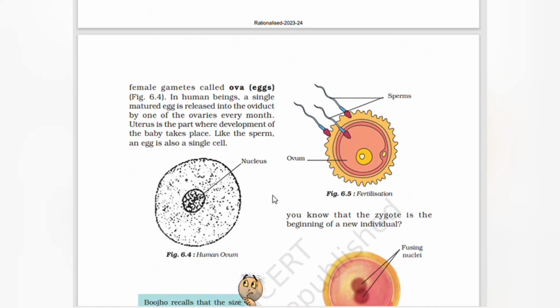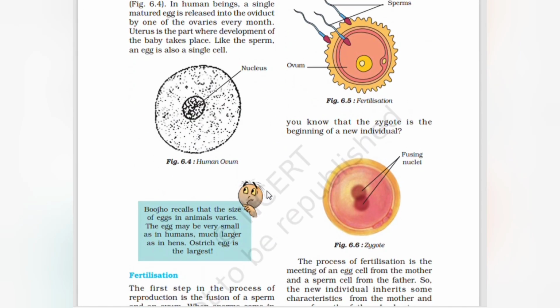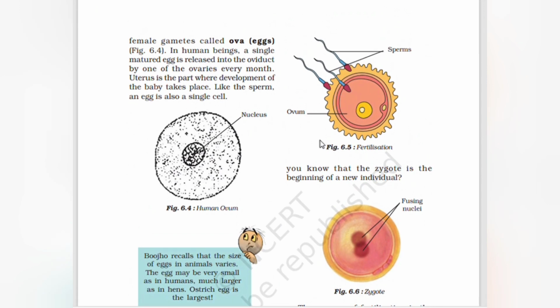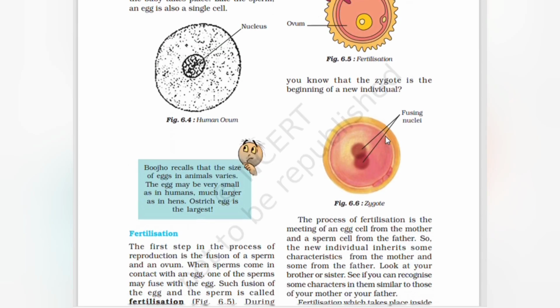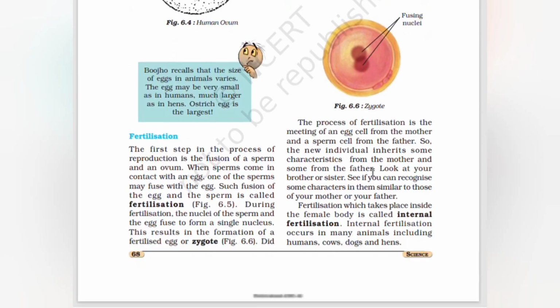Do you know that the zygote is the beginning of the new individual? Here we can see the nucleus, the ovum and the sperm, then the fusing nuclei, that is the zygote. Fertilization is the meeting of an egg cell from the mother and the sperm cell from the father. So the new individual inherits some characteristics from the mother and some from the father. Look at your brother and sister. See if you can recognize some characteristics in them similar to those of your father and your mother.